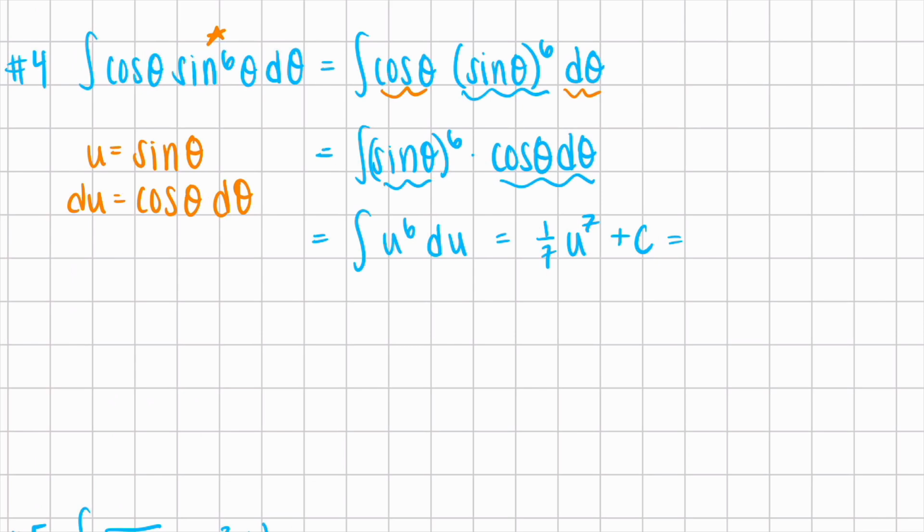Put your sine back in there. And while this is right, I would say no one really writes it that way, so I would rewrite it sine raised to the 7th of theta plus c.